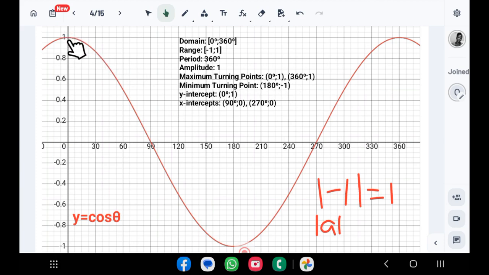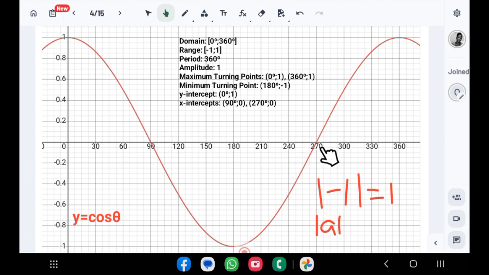The maximum turning points are two. The first one is at 0 degrees, 1. That's the point. And the second one is at 360 degrees, 1. Those are your maximum turning points. The minimum turning point is at 1 point, and that point is 180 degrees, negative 1. The x-intercepts are at 90 degrees, 0 and 270 degrees, 0. Those are the coordinates of the x-intercepts, because the x-intercepts are where your graph cuts the x-axis, at the point where your y is 0.